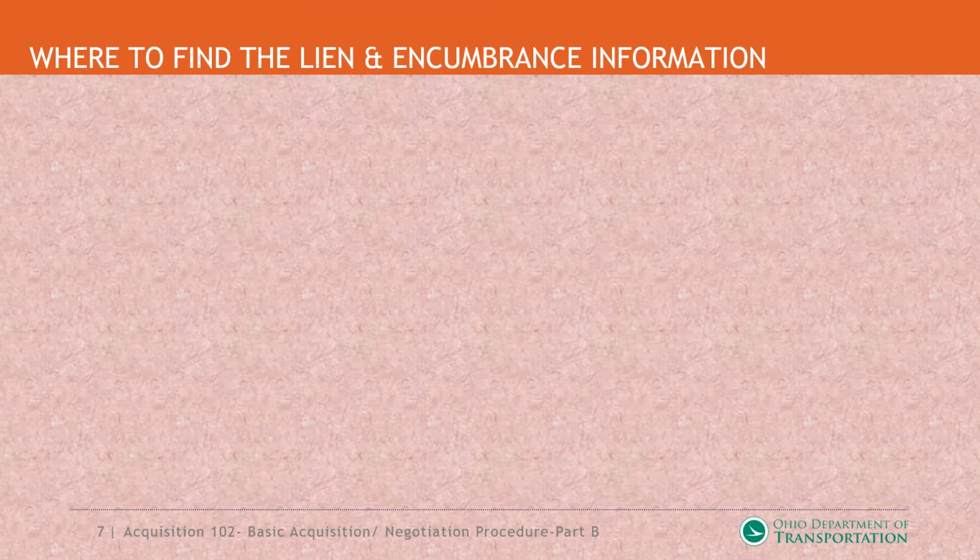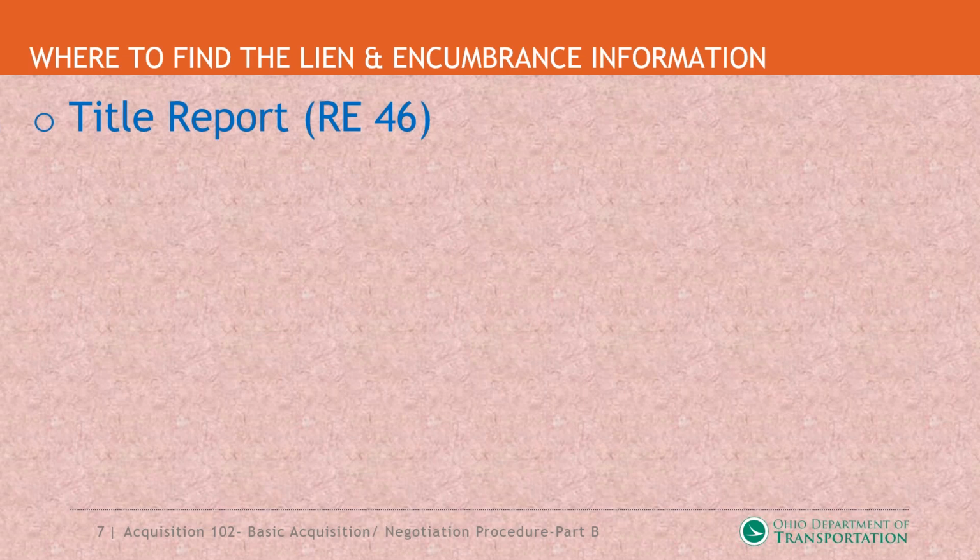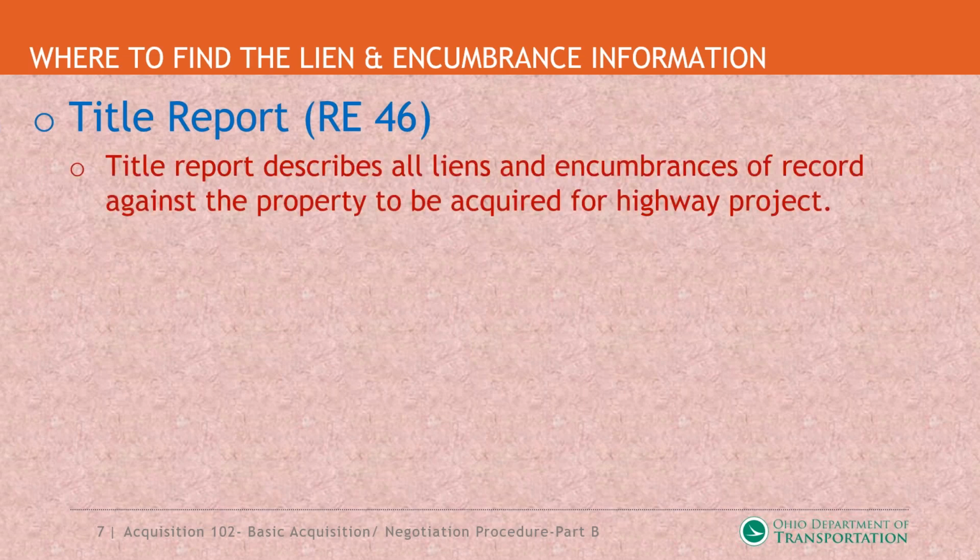Where would we find these liens and encumbrances? This is very important, which is the reason it's important to know the types of forms that these things would come on, because it will come on the title report. The title report, of course, describes all liens and encumbrances of record against the property to be acquired for the highway project.